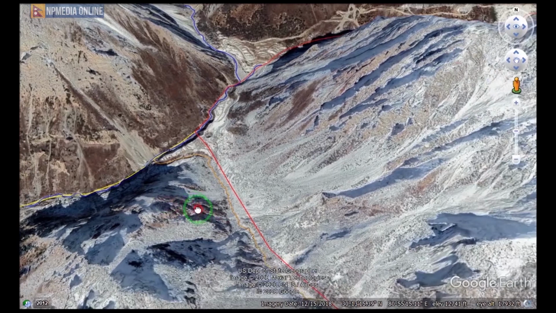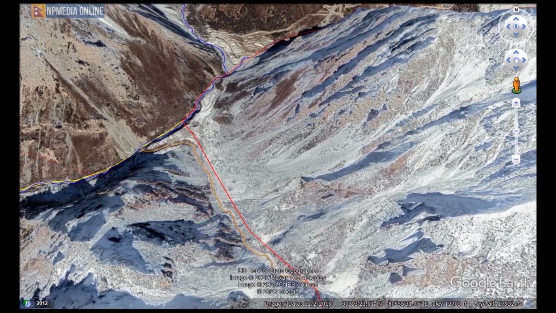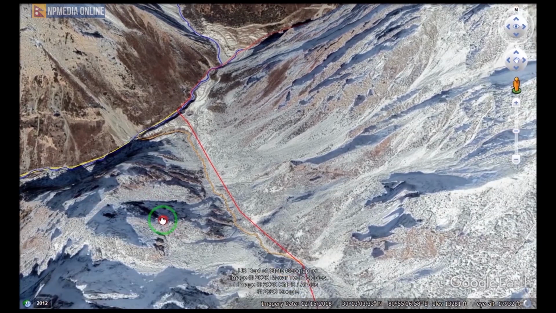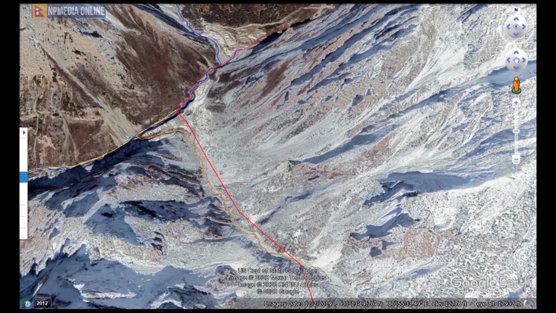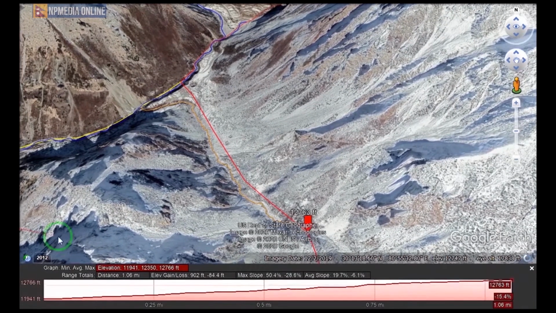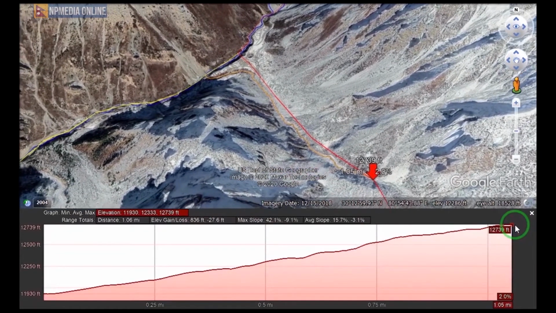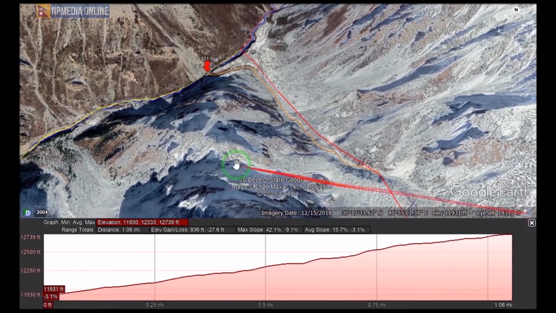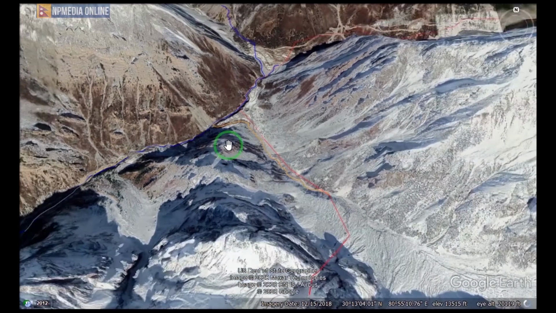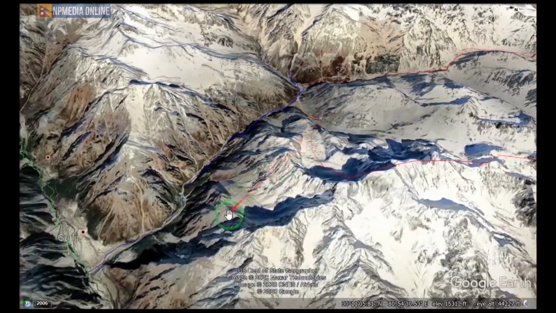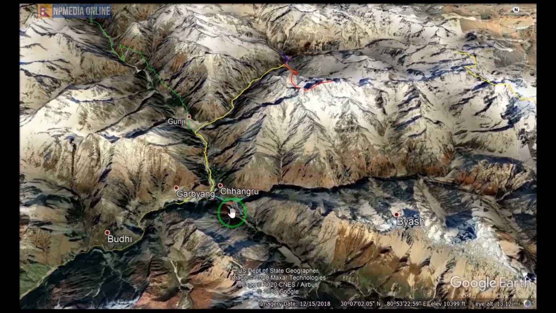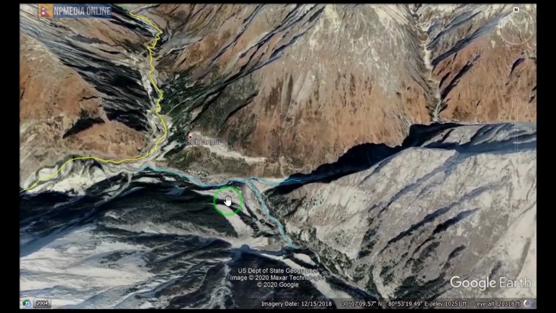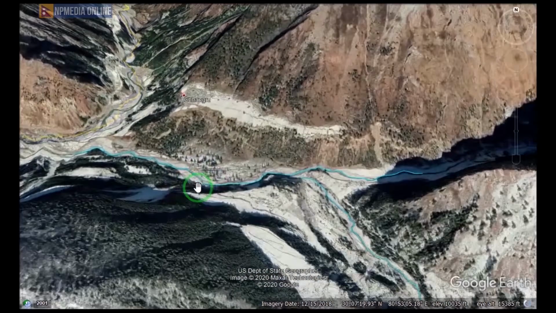Third, let us look at the elevation profile of the orange place. Fourth, let us look at the elevation profile of the cyan place. The cyan place is divided into two sides.